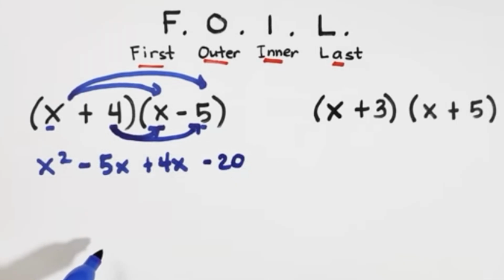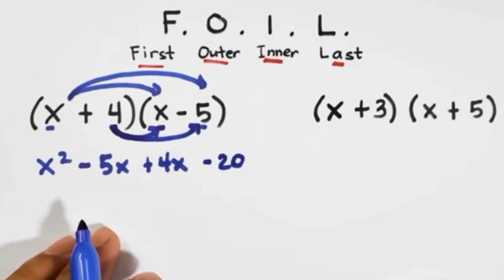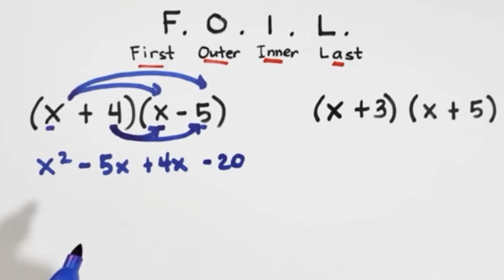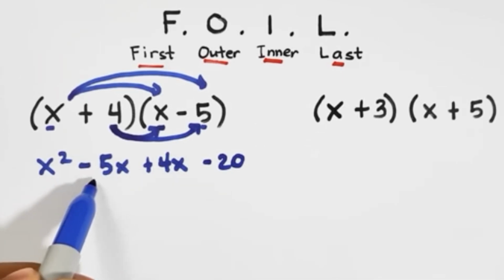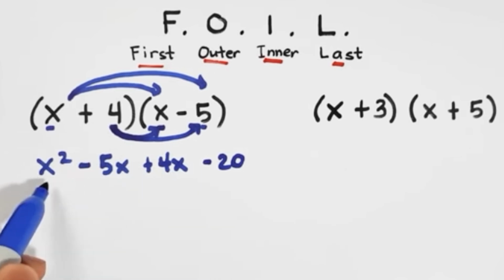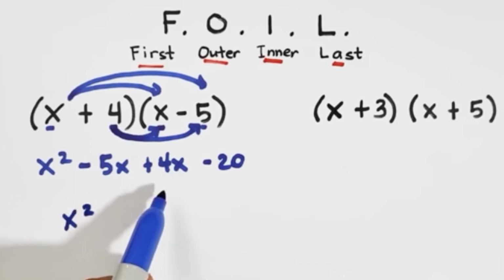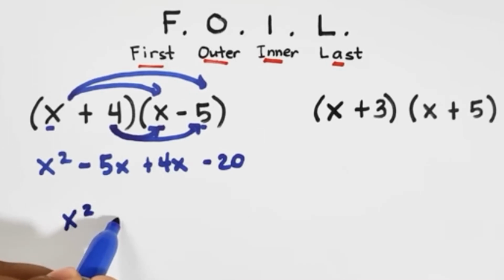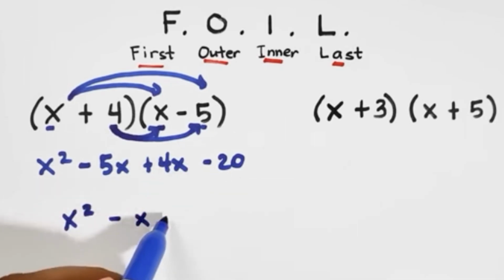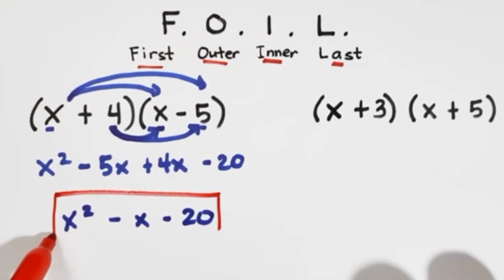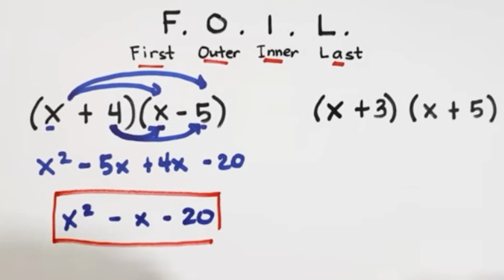After doing the FOIL method, guys, what you need to do is to find whether there are terms we can combine. Like this one, we have negative 5x and 4x. So we will copy x squared, and as we add negative 5x and 4x, that will give us negative x. And then copy minus 20. This is now the answer for the product of the two given binomials. Using the FOIL method, we have x squared minus x minus 20.